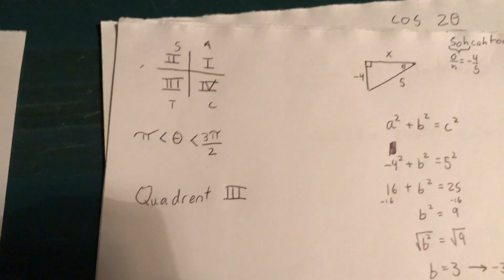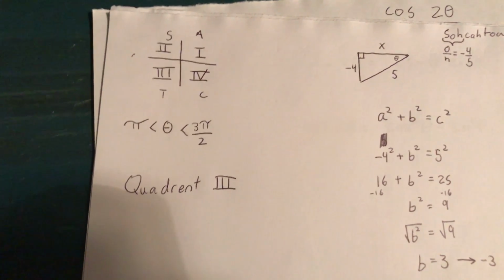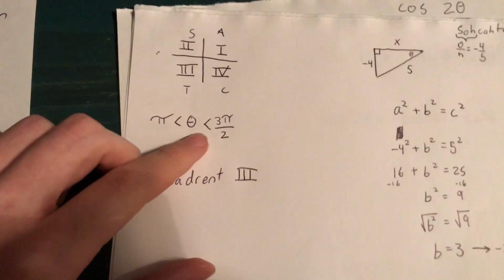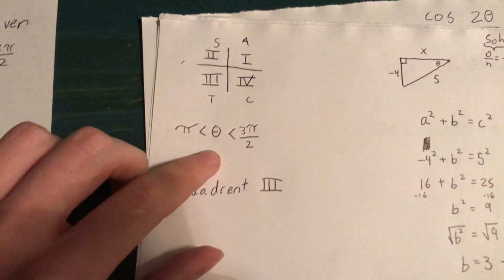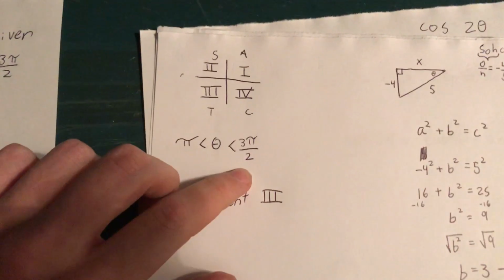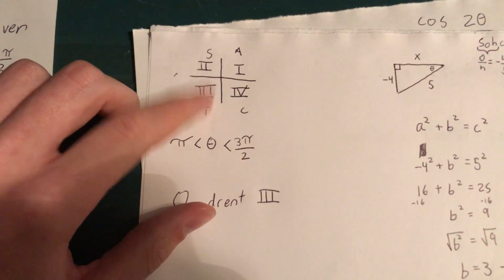First, you have to figure out which quadrant it is, and based on the fact that pi is less than theta and theta is less than 3 pi over 2, it means it's in the third quadrant.